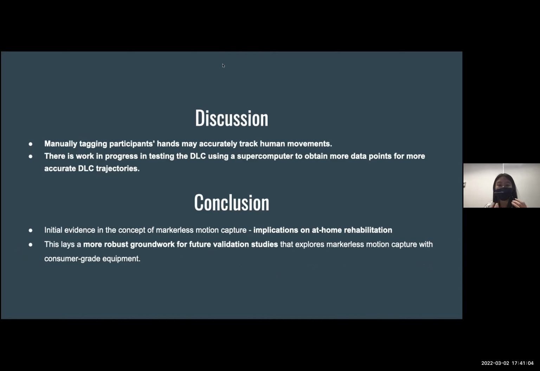And this acts as an initial evidence in the concept of markerless capture system that has important implications in at-home rehab. It was challenging to replicate the same amount of points as our touchscreen trajectories. It was essential to note that this was only the initial human tagging. So we are currently working on testing the DLC using a supercomputer to obtain more accurate data points in the DLC's trajectories, and to create a more fluid motion that we can see within the screen trajectories.